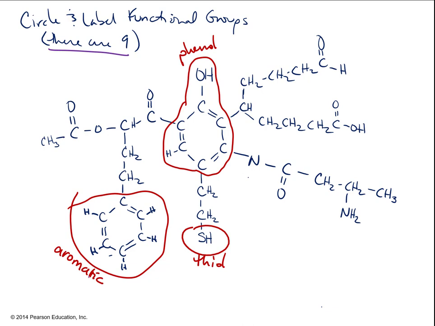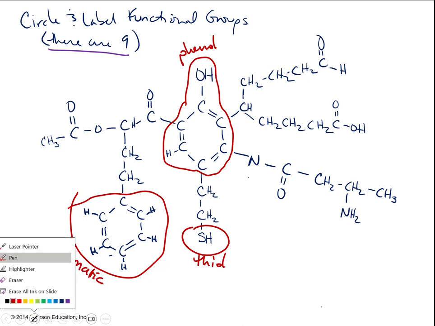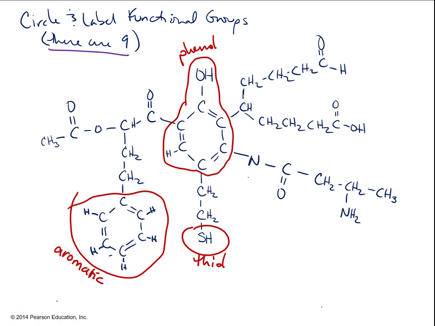An amide where? Yep, so you found the nitrogen, right? Once you find the nitrogen, look at the carbons on either side. If there's a double bond oxygen, it's an amide. Okay? So what else? The next one, the other one.